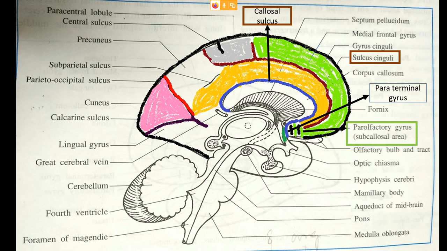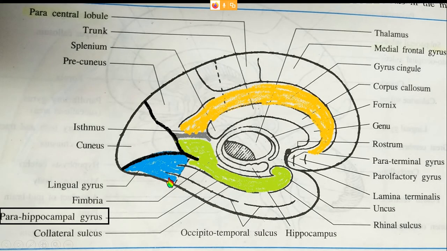Then other structures we can identify are at the temporal lobe. On the temporal lobe, superiorly we can identify a sulcus called the rhinal sulcus. Just below this, we can identify the occipitotemporal sulcus. These two sulci divide the temporal lobe into three areas: the parahippocampal gyrus, middle temporal gyrus, and inferior temporal gyrus. These are the structures you have to remember.